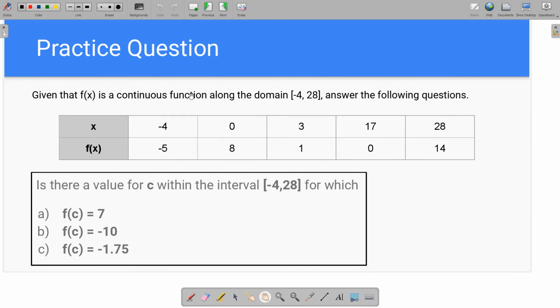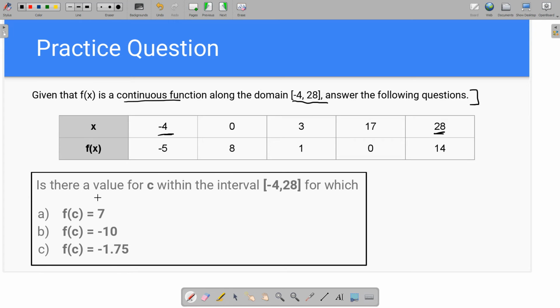So given that f of x is a continuous function along the domain -4 to 28, answer the following questions. So I might be asking, how come they're telling us this right here? Well, they're telling us this because we just have tables of values. So if they didn't mention the fact that this was continuous, then f of x literally just might be a series of points, and we can't use IVT at all if that was the case. But they tell us it's continuous along this domain, which just happens to be where our table starts and where our table ends. So that's good. And we're asked to answer the following questions.